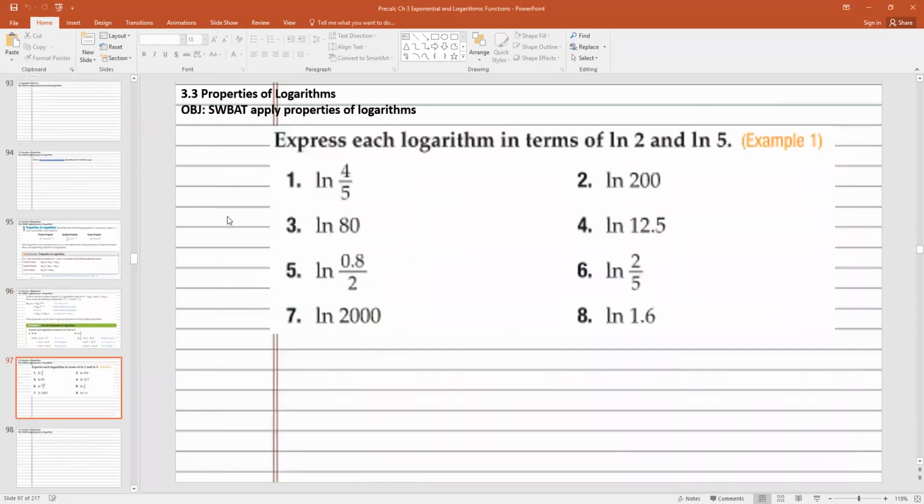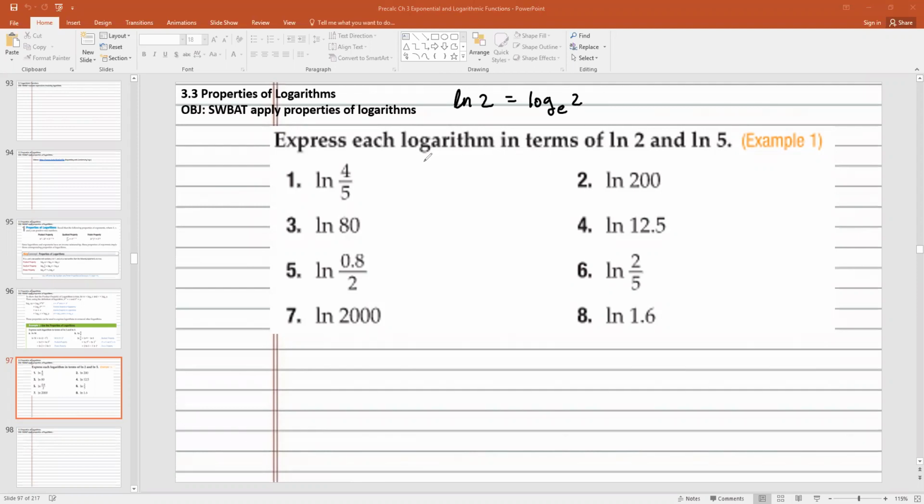All right, so let's look at these. It says express each logarithm in terms of natural log of 2 and natural log of 5. Remember, natural log is just the same thing as log but with the base of e.